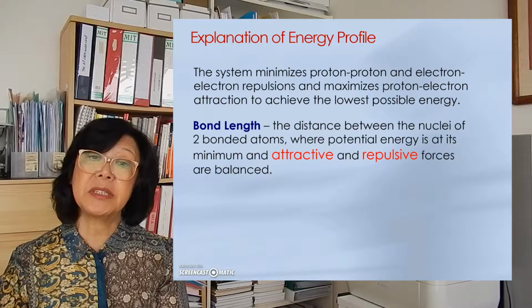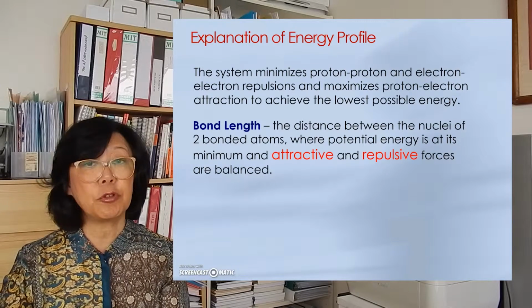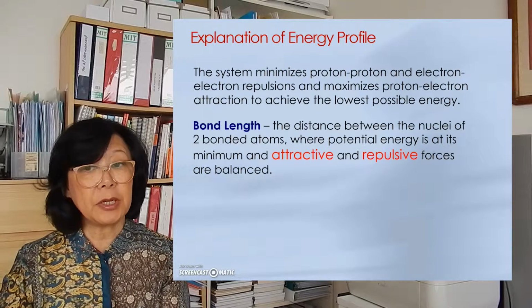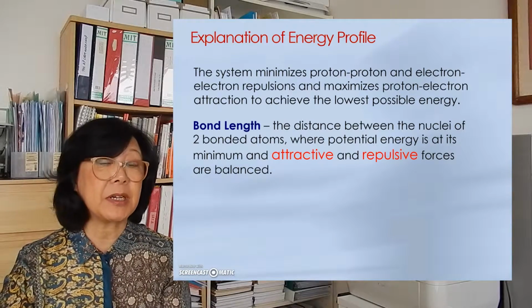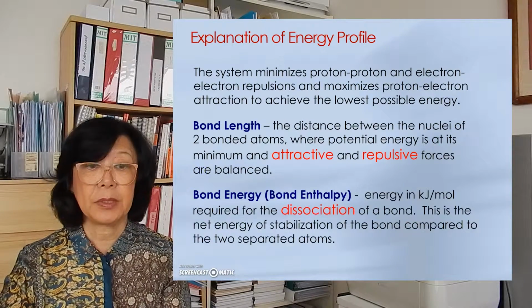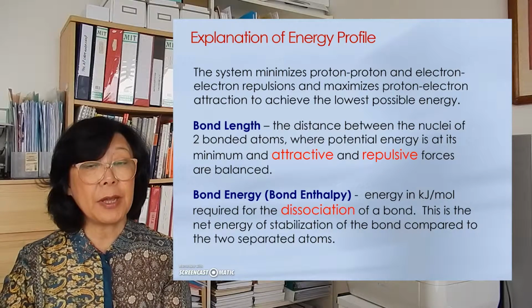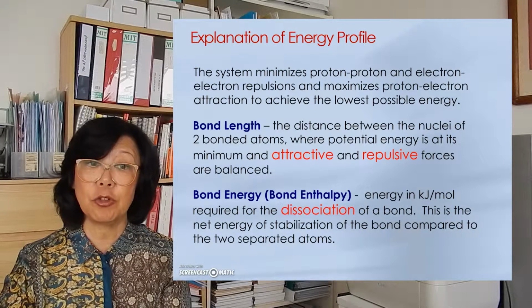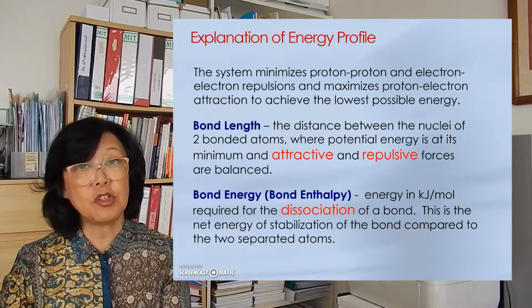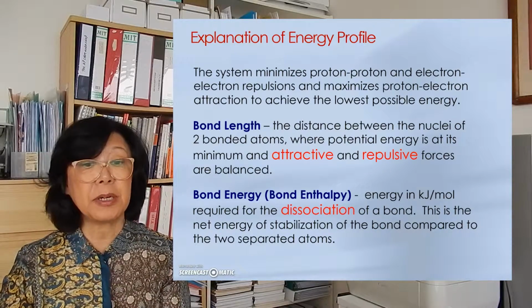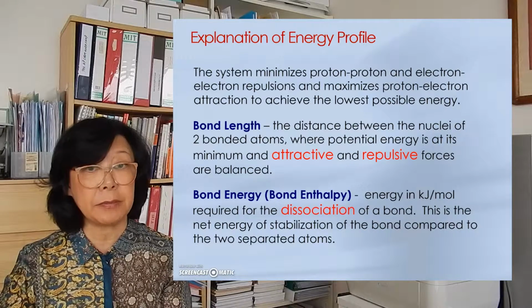Bond length is the distance between the nuclei of two bonded atoms, where potential energy is at the minimum and attractive and repulsive forces are balanced. Whereas bond energy or bond enthalpy is the energy in kilojoule per mole required to break a bond. This is the net energy of stabilization of the bond compared to two separated atoms.